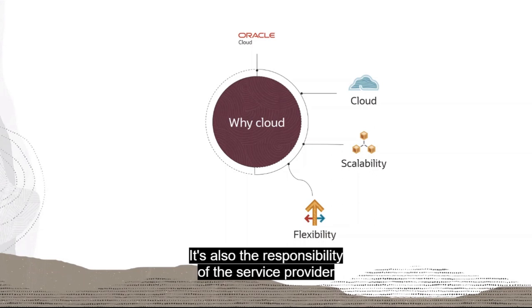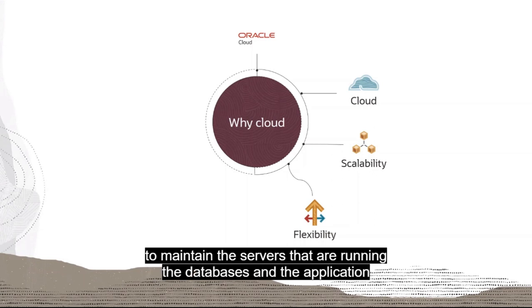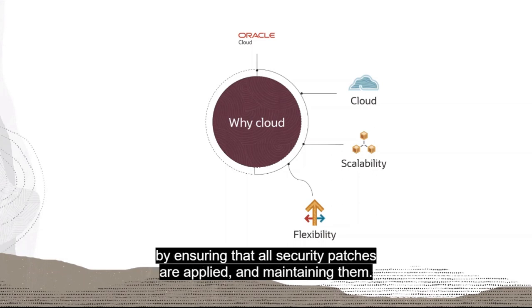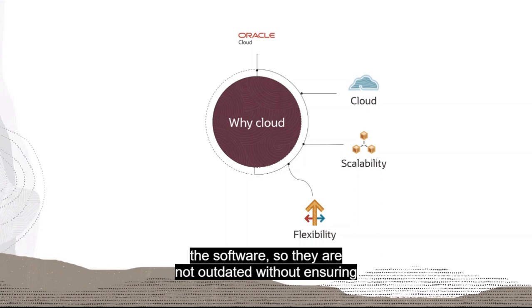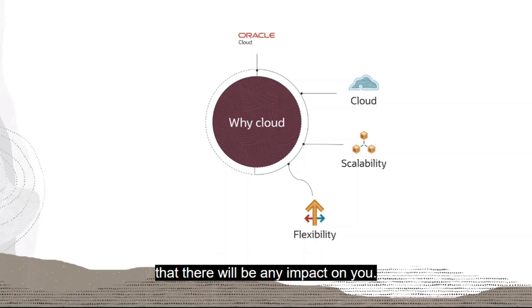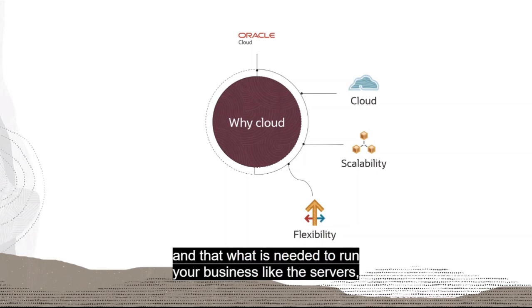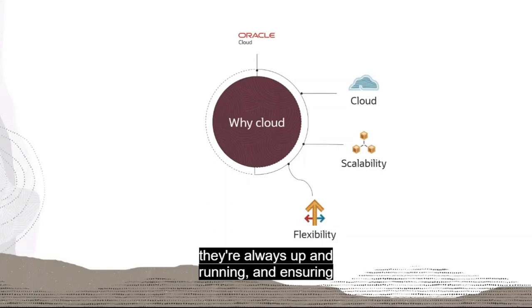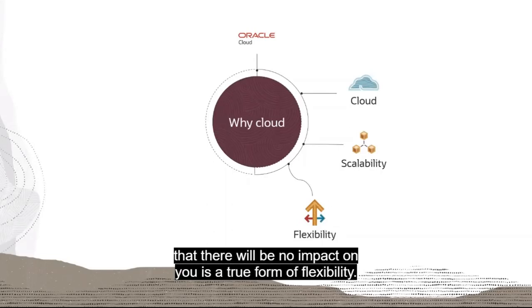It's also the responsibility of the service provider to maintain the servers that are running the databases and the applications by ensuring that all security patches are applied and maintained. The Oracle Cloud administrator will maintain the hardware as well as the software so they are not outdated, without any impact on you, making sure that your business is always running and that what is needed to run your business, like the servers, the security, the database and the application, are always up and running. Ensuring that there will be no impact on you is a true form of flexibility.